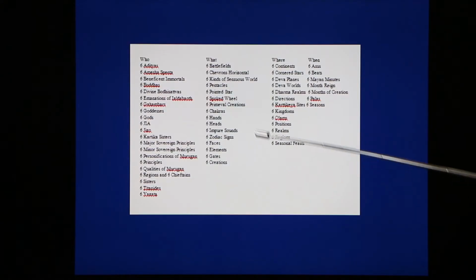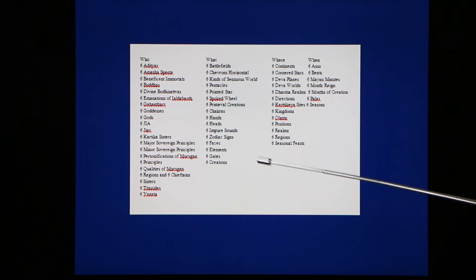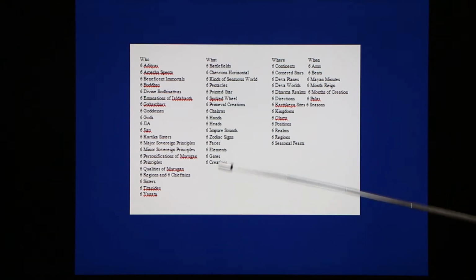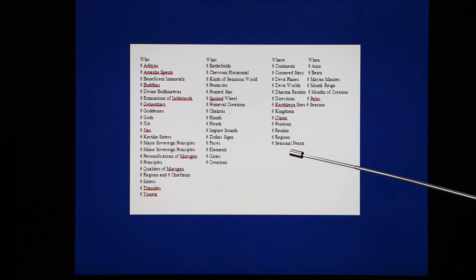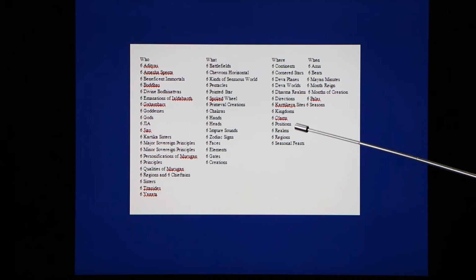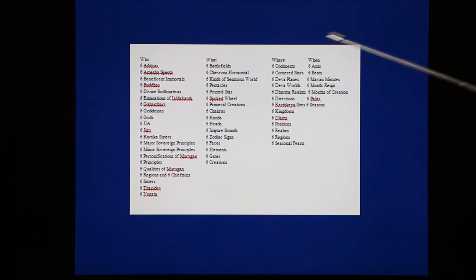But it also gives you, in Hindu cosmology, then Kartika's 6 heads, the 6 chakras, the 6 hands, the 6 impure sounds, the 6 zodiac signs, the 6 elements, the 6 gates, the 6 creations, the 6 deva planes, the 6 directions, the 6 Kartikeya sites, the 6 positions, realms, regions, seasonal feasts, the 6 azus, beats, Mayan minutes, months of creation, and seasons.